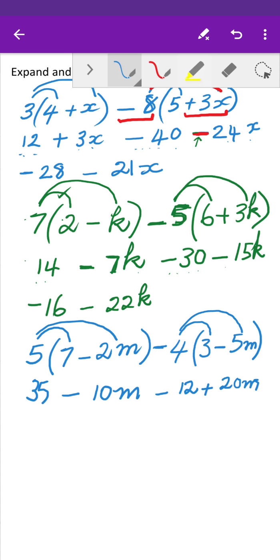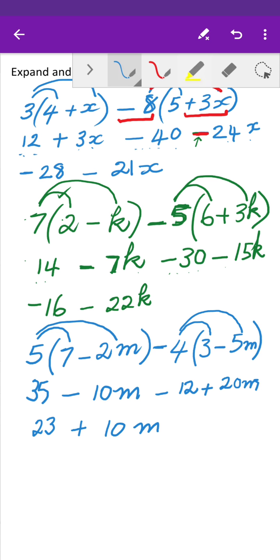Now we add like terms. 35 take away 12, and that is 23. Not so difficult. Negative 10m plus 20m. Well, that's the same as 20 minus 10, and that is 10m. And there is our result: 23 plus 10m. Oh, I thought we'd end up with a lot of negatives in the answer. However, we ended up with both positive terms in our expression.